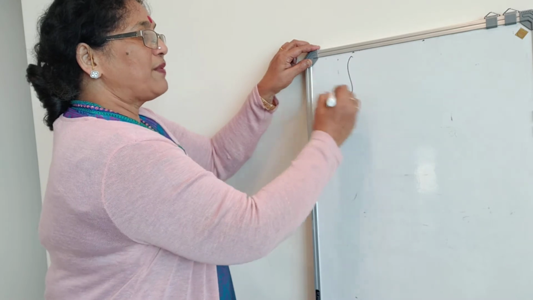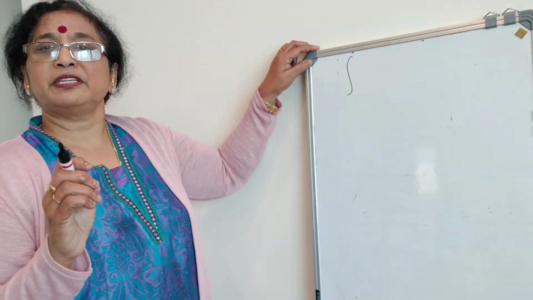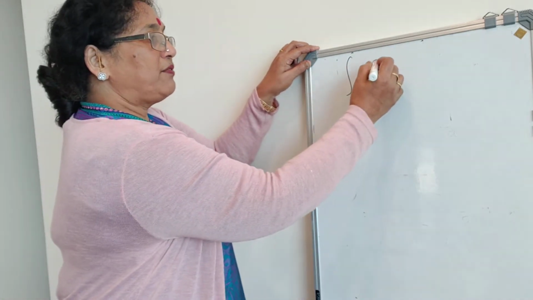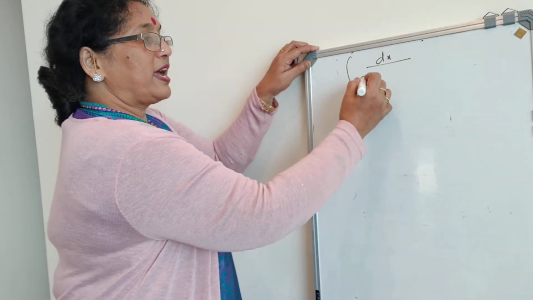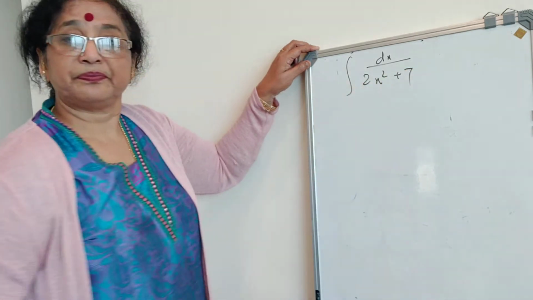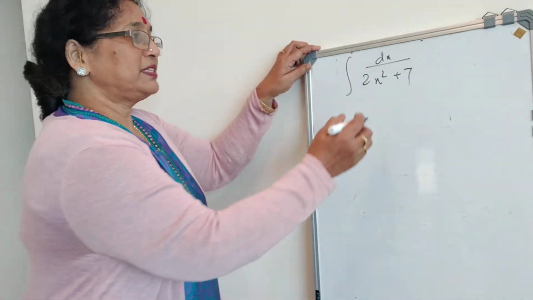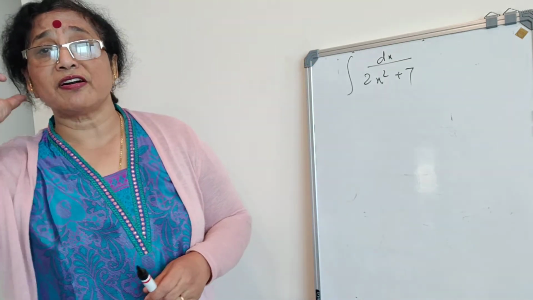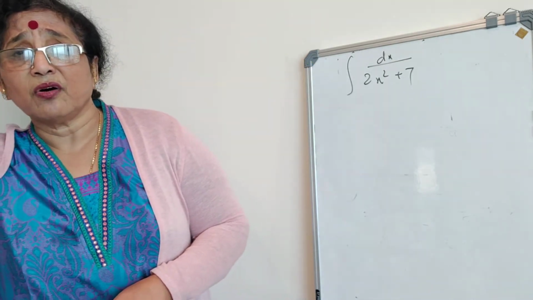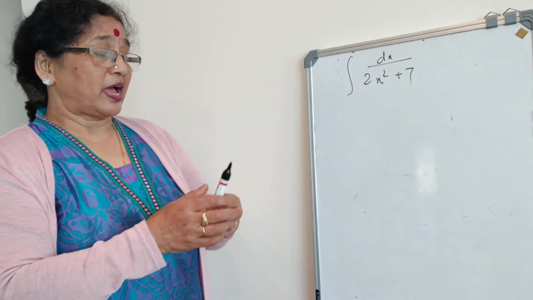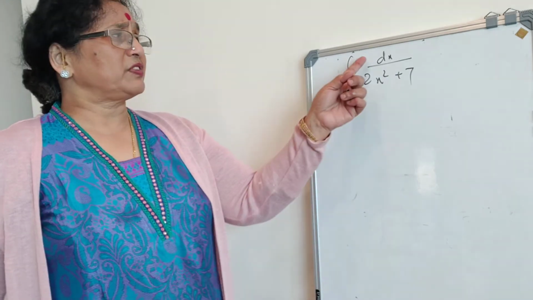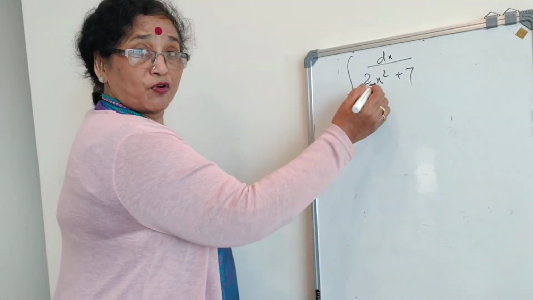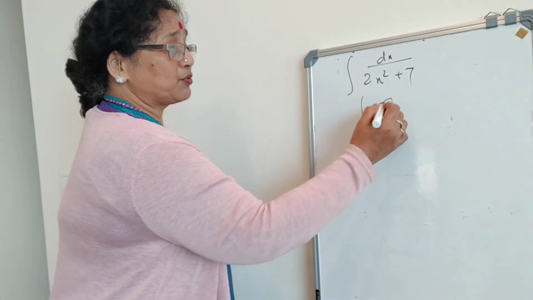For example, now we are working out some examples based on tan inverse x by a. Okay. So here you have dx, and I give you 2x square plus 7, right? 2x square plus 7. No function of x in the denominator, children. And a constant is allowed. Now there's a coefficient of x square, so please take it out. You can bring the 2 out.